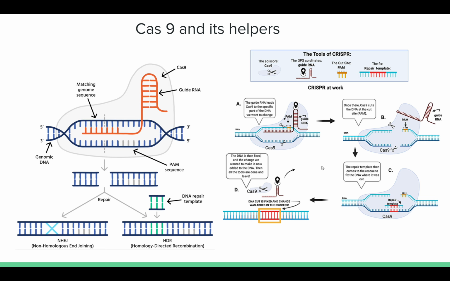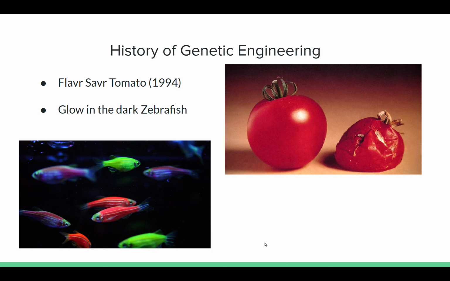So a lot of the CRISPR technology right now is trying to focus on making better guide RNAs and PAM sequences, so Cas9 can actually get to its right place. But yeah, the DNA essentially repairs itself. Pretty cool. Now, a little bit of history of genetic engineering: flavor saver tomato, glow in the dark zebrafish.